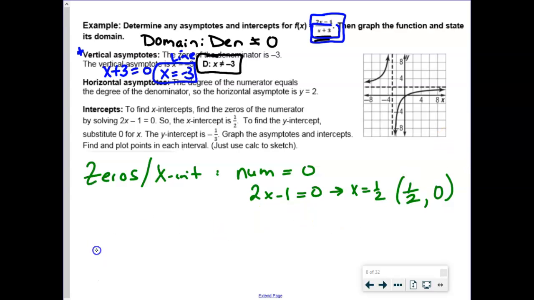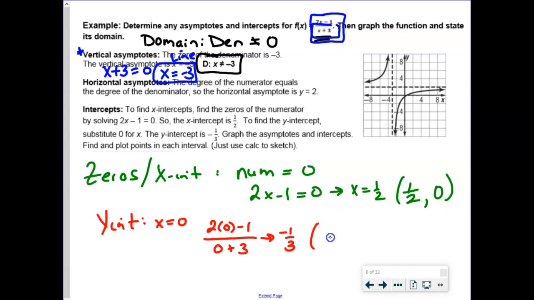The next thing on the list is your y-intercept. And then the card says it's when x equals 0. So this is just a matter of, to use a little kid phrase, plugging in x equals 0 into your function. So 2 times 0 minus 1 over 0 plus 3. That reduces down to the fraction -1/3. But again, teacher wants you to write it as an ordered pair. So your y-intercept is at the ordered pair (0, -1/3).